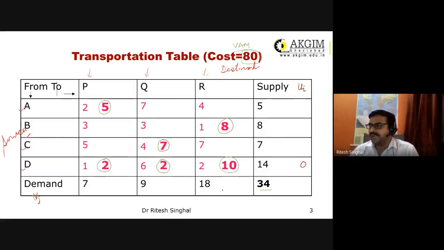Now we have to complete all the values of Ui and Vj such that the total of Ui plus Vj equals the cost, for each allocated cell.